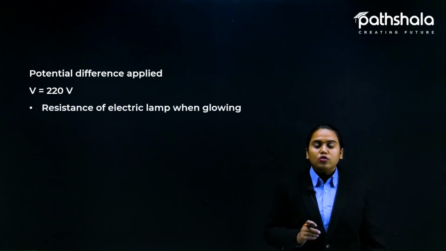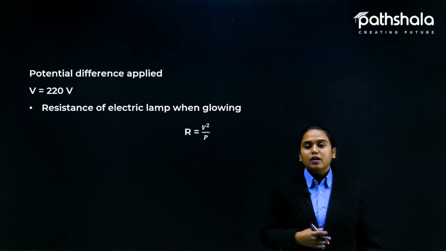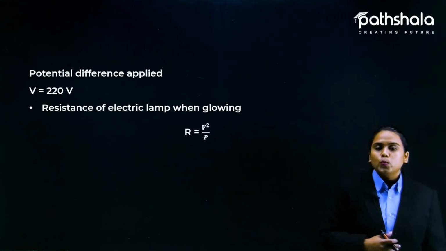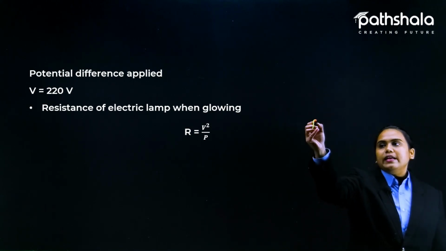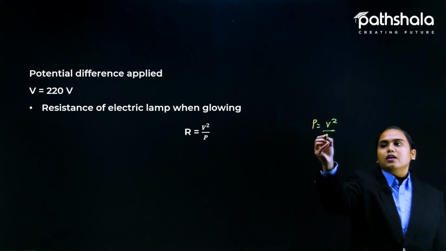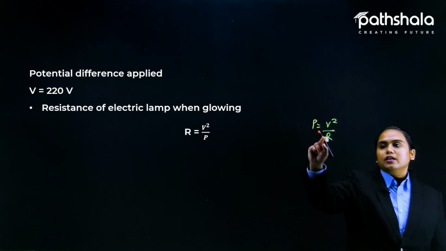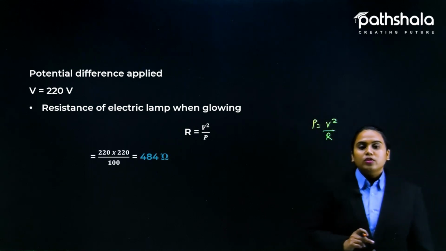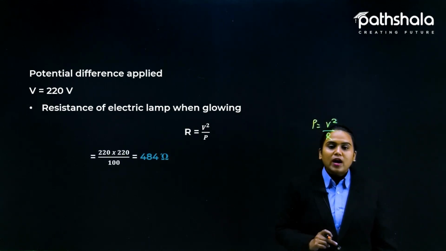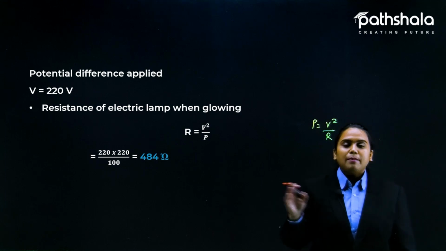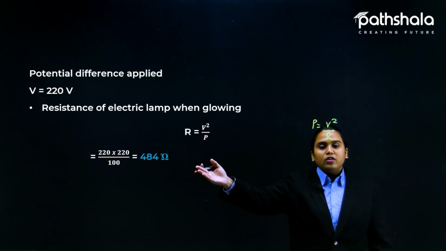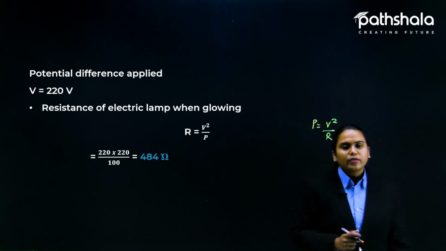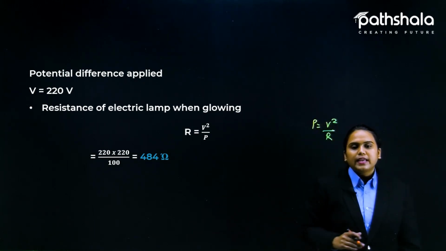So the resistance value for the lamp here will be R is equal to V square by P. I have told you, P is equal to V square by R. So by cross multiplying, R stays here and P comes here. Now V square will be 220 multiplied by 220 divided by P, and so we get the value of resistance. You can calculate it easily. That is a very easy thing.